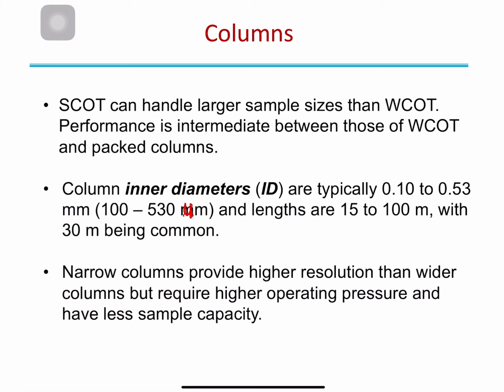Generally speaking, the solid coated, the support coated open tubular column, the SCOT one, can handle larger sample size. And then we will see that the packed columns can handle an even larger size of our sample. The inner diameter for the columns is typically between 0.1 and 0.53 millimeters. So this is the range between 100 and 530 micrometers, and the length between 15 and 100 meters, and the average size is around 50 meters. This is the most common one.